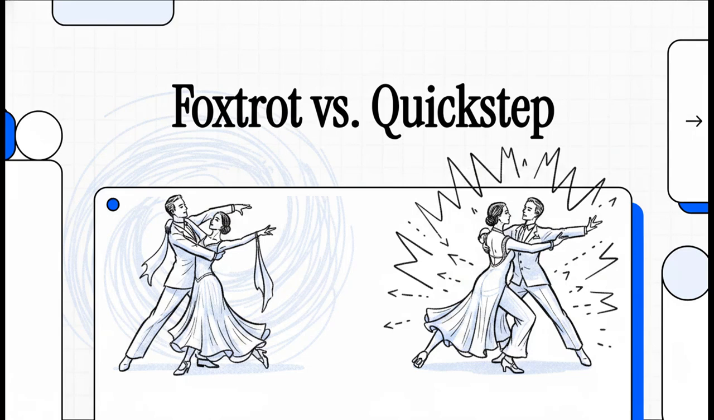Foxtrot versus Quickstep, the Spotter's Field Guide. If you've ever found yourself totally mesmerized by a competition floor, but secretly wondering exactly how the judges instantly distinguish these two iconic dances, well, you're in the exact right place. Today, we're bringing you the ultimate explainer, a true guide to spotting the differences between the Foxtrot and the Quickstep, straight through the trained eye of a professional.